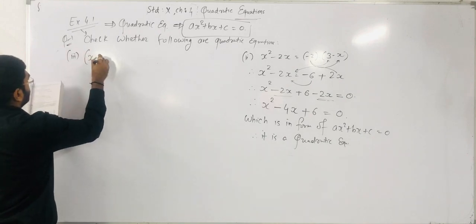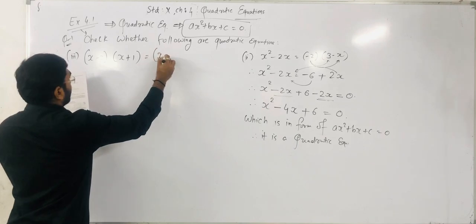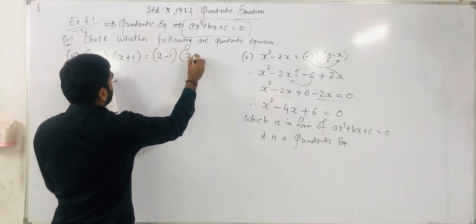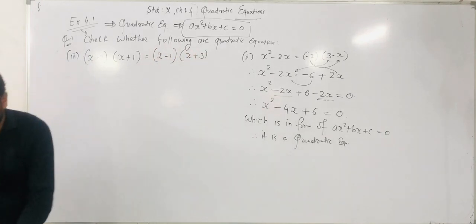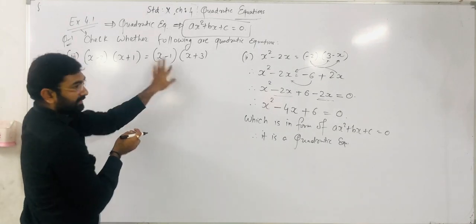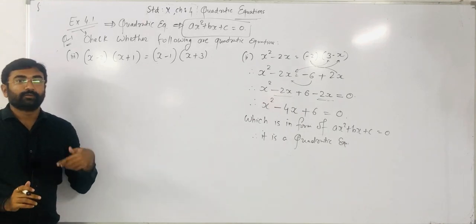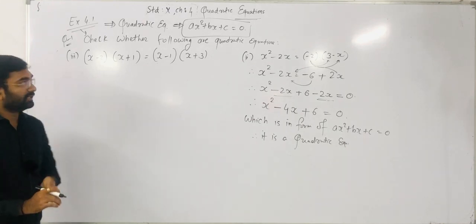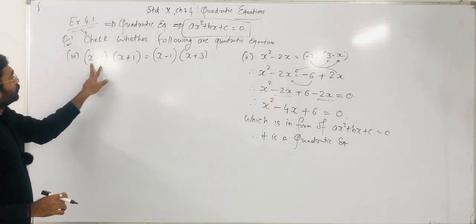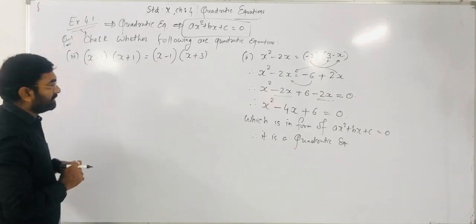x minus 2 into x plus 1 is equal to x minus 1 into x plus 3. Now see, 2 brackets multiplication is given on both sides. That thing we already learned from 8 and 9, how we have to multiply the brackets. In each bracket there are two terms given. So how do we have to multiply?